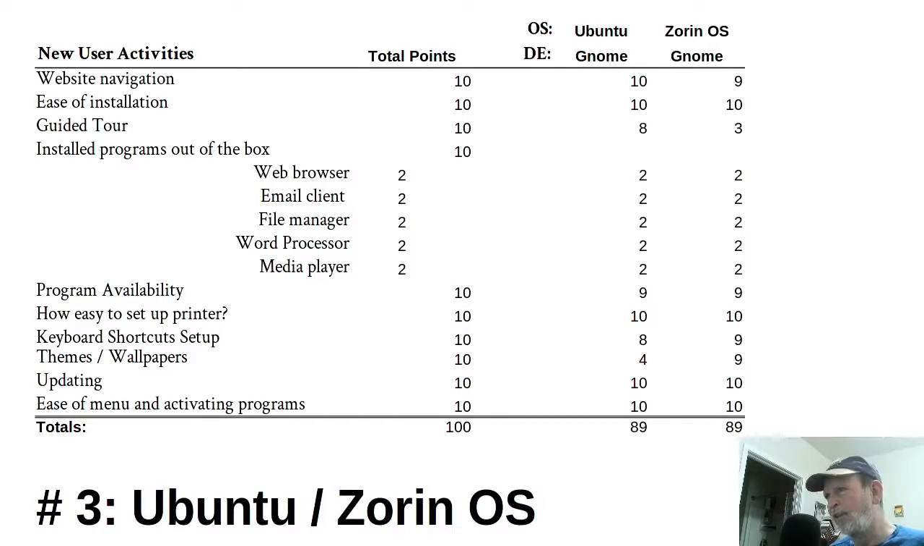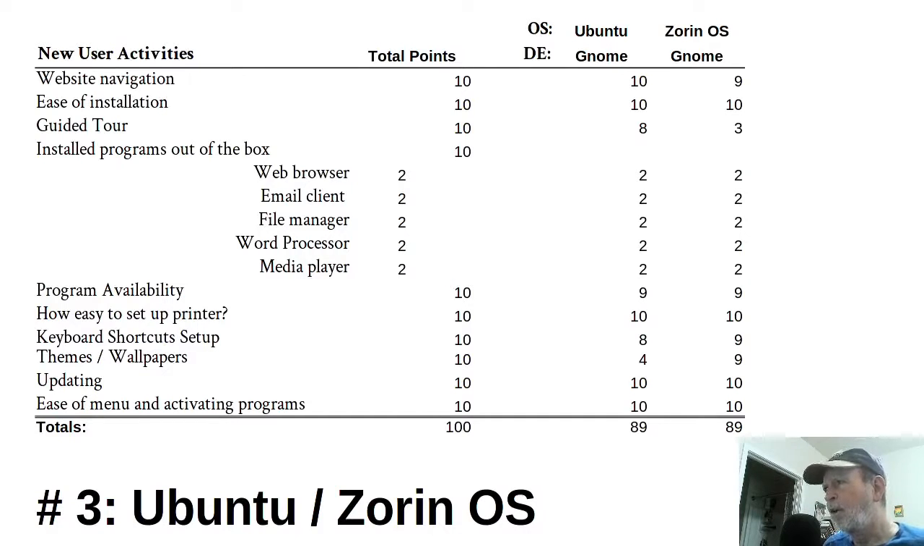Ubuntu and Zorin OS tied for 3rd place with 89 points each. As you can see, the website navigation for Ubuntu is good, obviously, and Zorin was decent, and ease of installation was easy. On the guided tour part, Ubuntu had a decent guided tour where Zorin didn't have much of anything, except forcing you to go into updates, that kind of thing. So that's why I gave that a 3.